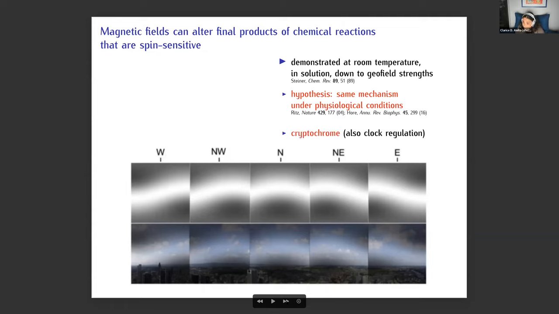What has been found, and is very actively researched, is that in the bird's eye there is a protein called cryptochrome that sustains spin-dependent chemical reactions. It's not only birds that have this cryptochrome molecule. Butterflies have it in their antennas, and we have it in all our cells, because it's also responsible for circadian clock regulation functions.